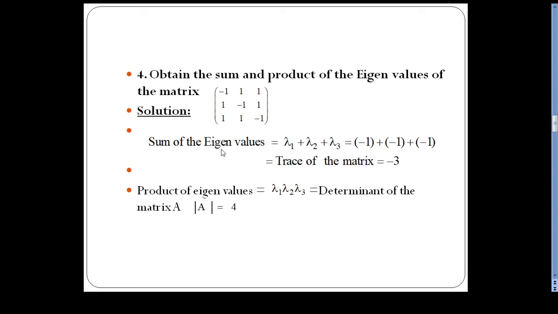We want to find out the sum of eigenvalues, which is nothing but the sum of diagonal elements, that is lambda 1 plus lambda 2 plus lambda 3. So the diagonal elements are minus 1, minus 1 and minus 1, and on adding we get minus 3, which is the trace of the matrix. Next we want to find the product of eigenvalues, that is lambda 1, lambda 2, lambda 3, which is nothing but the determinant of A. So by calculating the determinant of A we get 4.